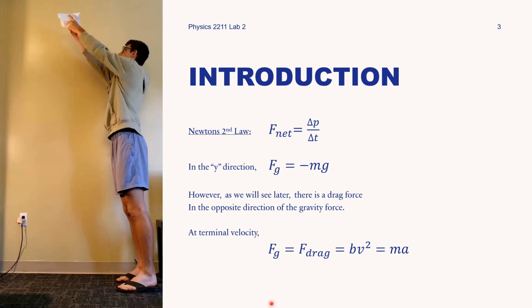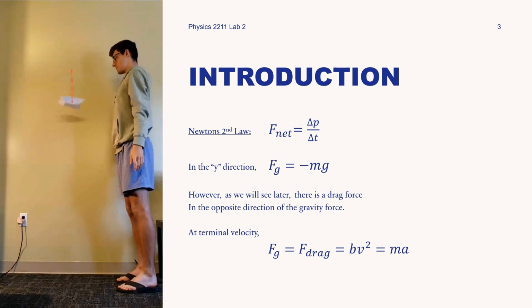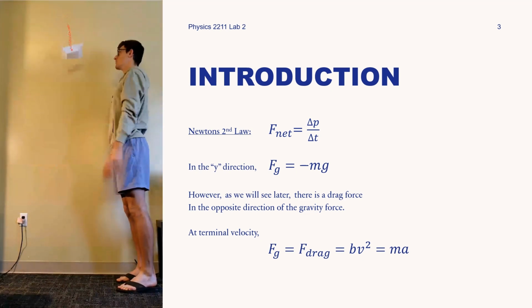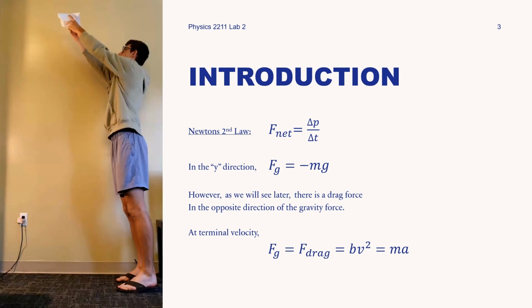For this lab, I decided to drop a piece of paper. However, I folded this piece of paper to increase its drag force, while being able to fall stably. This is important because at terminal velocity, the gravitational force is equal to the drag force, therefore having zero acceleration and falling at a constant velocity. This relationship can be seen in the equations at the bottom of the slide.